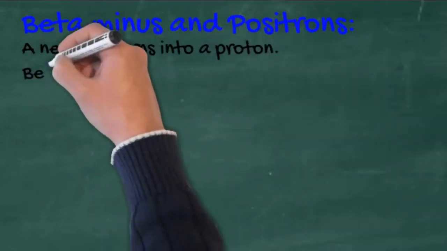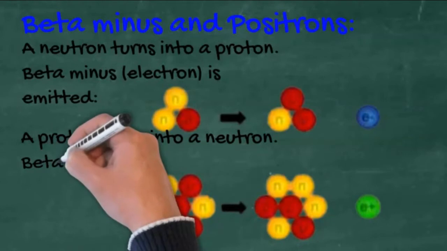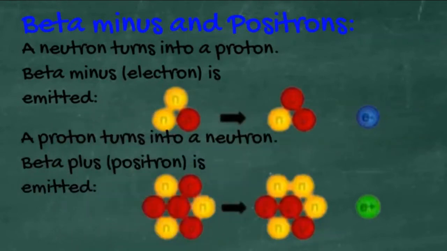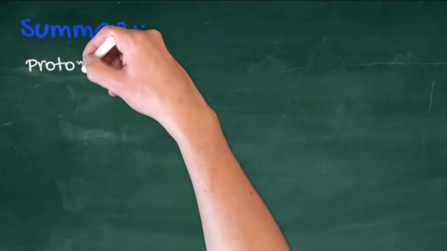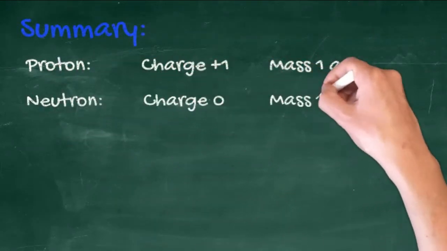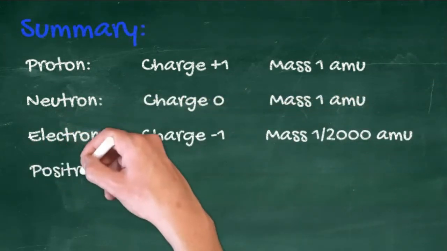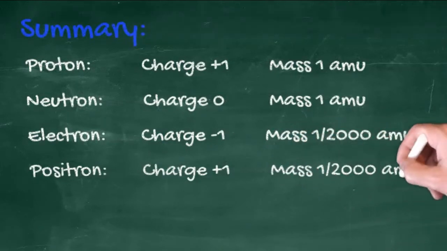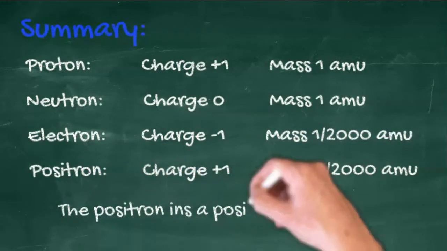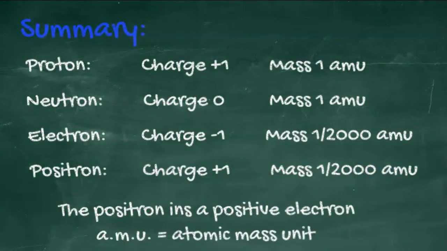Just to clear up any confusion between beta minus and positrons, when you get a beta minus, a neutron turns into a proton. When you get a positron, a proton turns into a neutron. In summary, protons have a charge of +1 and a mass of 1 atomic mass unit. Neutrons a charge of 0 and a mass of 1. Electrons a charge of -1 and 1/2000th of an atomic mass unit, and the positron, which is a positive electron, a charge of +1 and a mass of 1/2000 of an atomic mass unit.